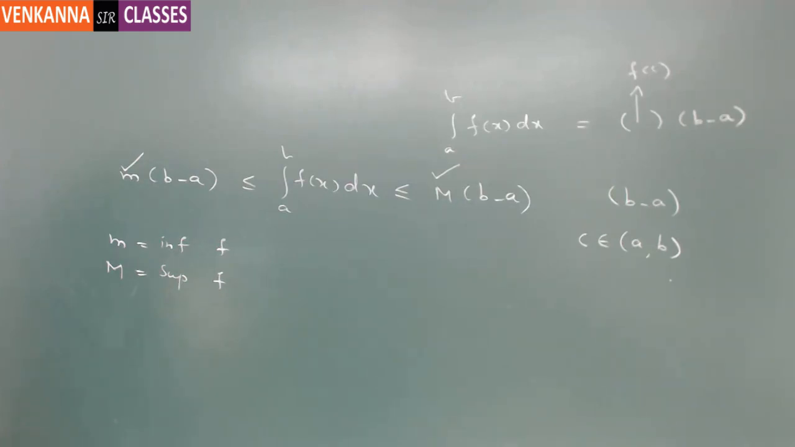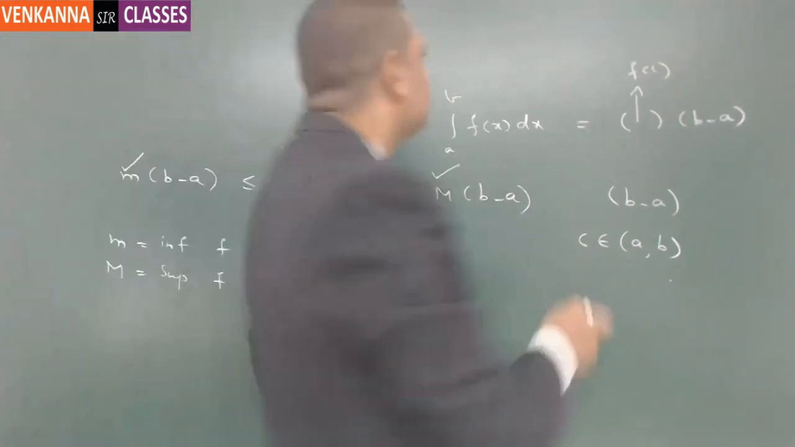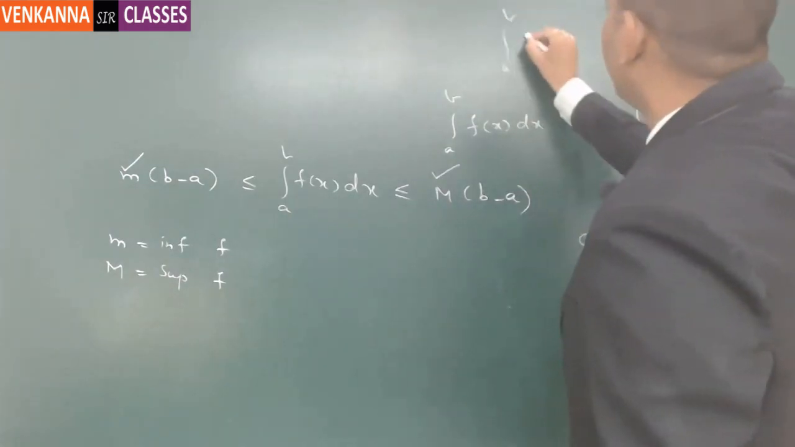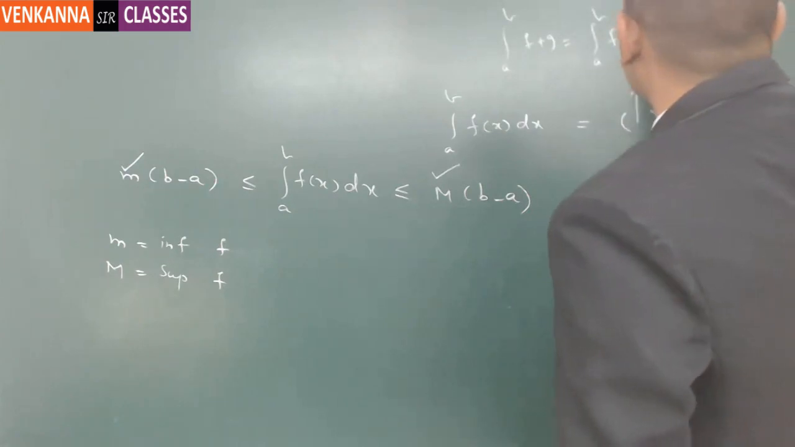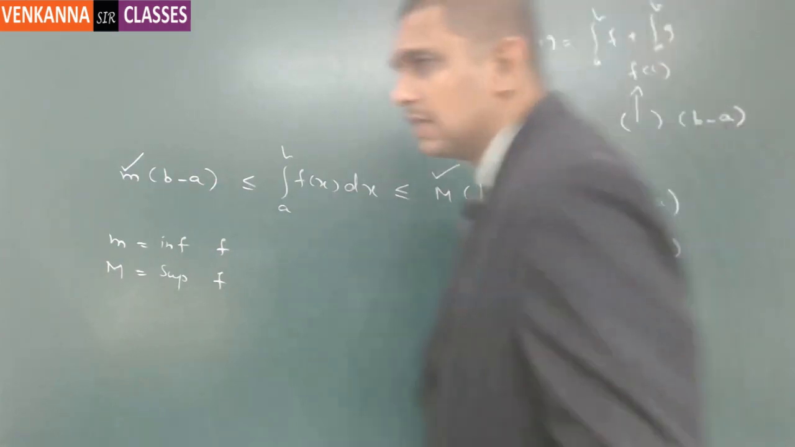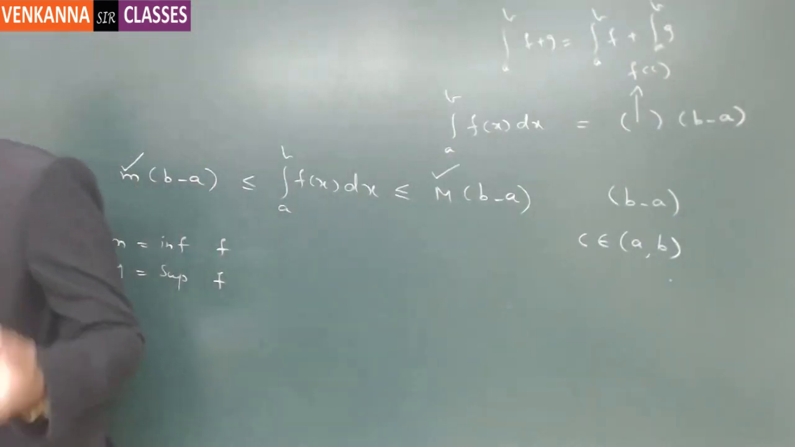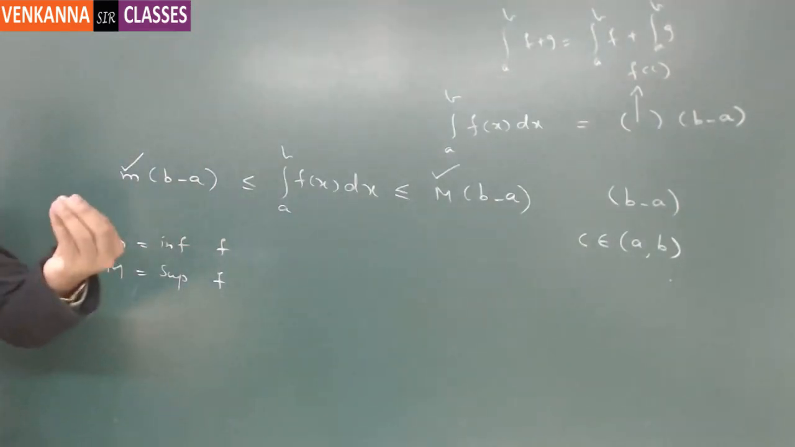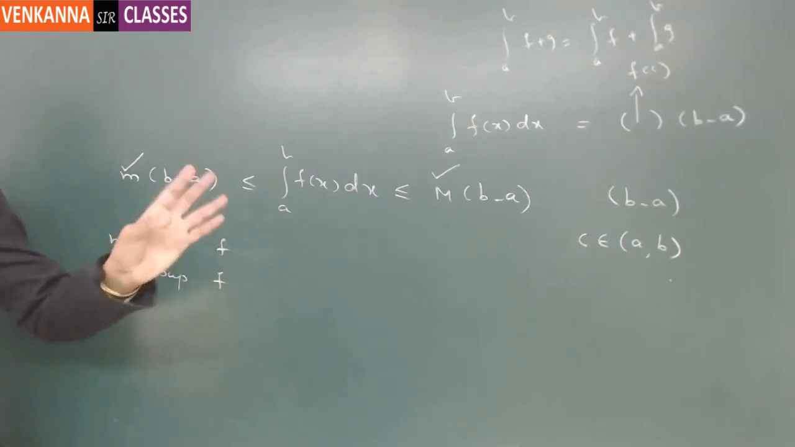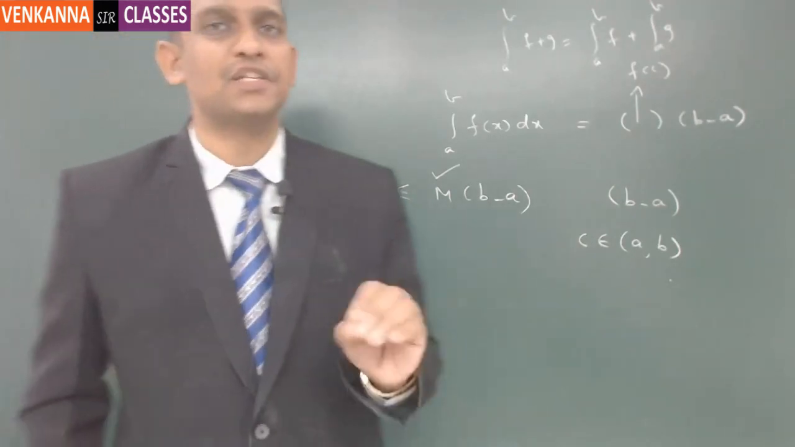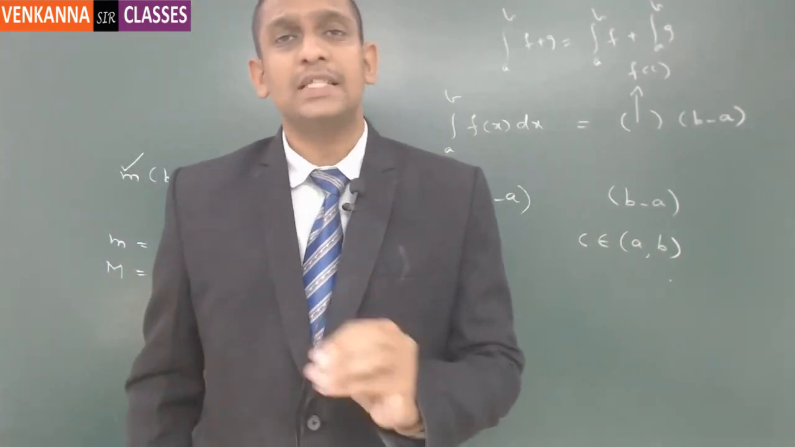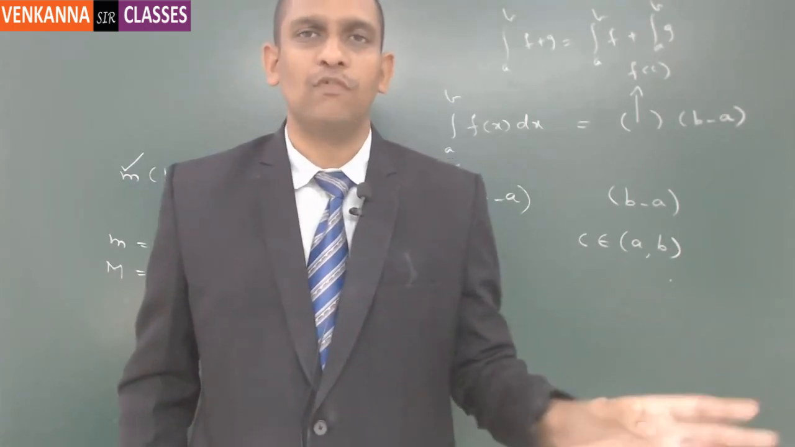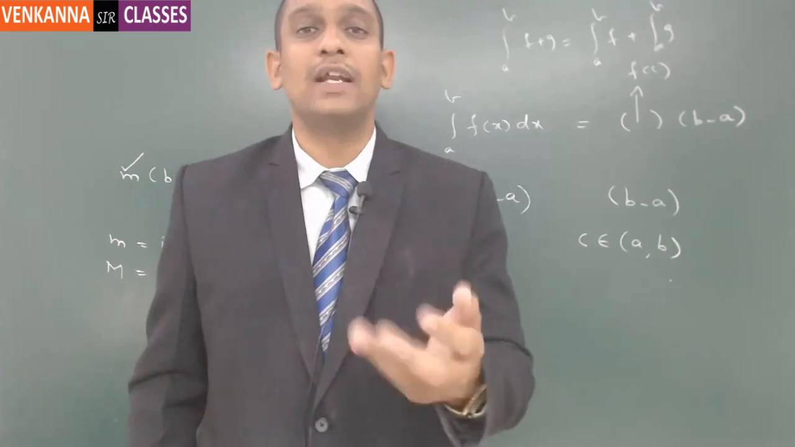Note that whatever the properties you have learned at +2 level with regard to integration, integral a to b of f plus g is equal to integral a to b f plus integral a to b g. Similarly, the product rule, difference rule, division rule, whatever the properties you have learned at +2 level, for all these integration properties you have the theoretical proofs with regard to Riemann integrability. Since these properties are out of the scope for our concentration, we are not dealing with that.